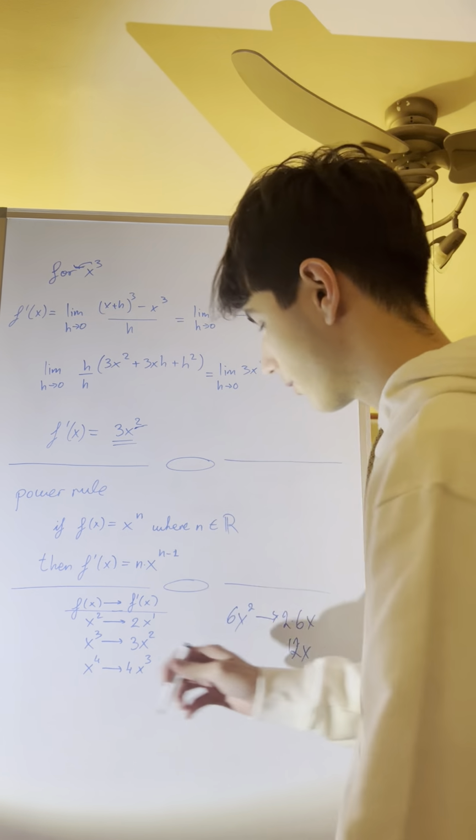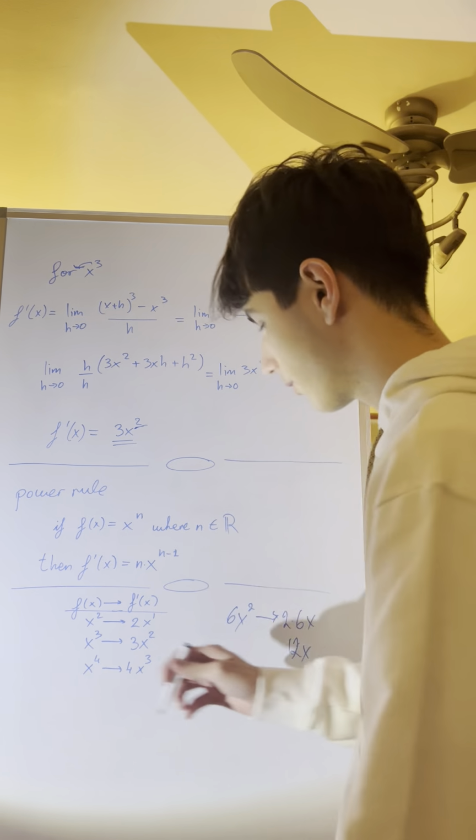Also, if you don't have any power, so you just have x by itself, that's fine as well. Let's say we had 5x as our function. We would have our derivative is just 5, because this 5x really is 5x to the 1, right? So if you subtract 1 from 1, you get 0. So x to the 0, or anything to the 0, is 1. So you can get rid of this and just say 5.